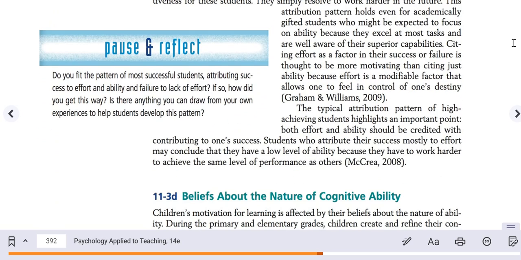The typical attribution pattern of high-achieving students highlights an important point. Both effort and ability should be credited with contributing to one's success. Students who attribute their success mostly to effort may conclude that they have a low level of ability because they have to work harder to achieve the same level of performance as others.